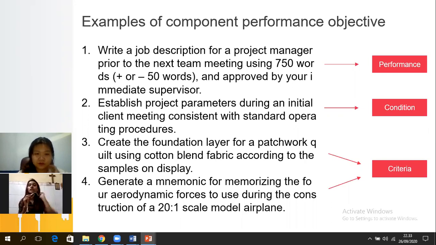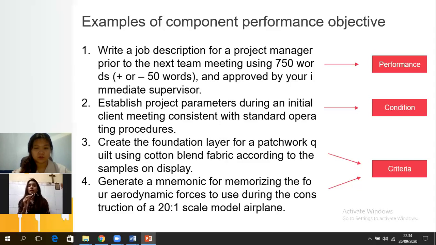And then the third one is create the foundation layer for a patchwork quilt using cotton blend fabric according to the samples on display. And then for the fourth one, generate a mnemonic for memorizing the 4 aerodynamic forces to use during the construction of a 21 scale model airplane. So this is the example of the criteria.